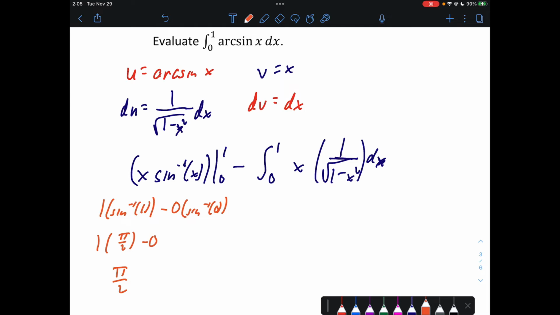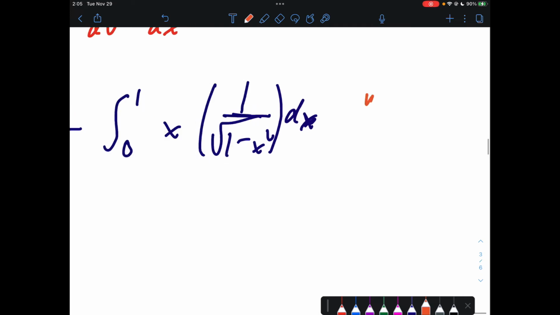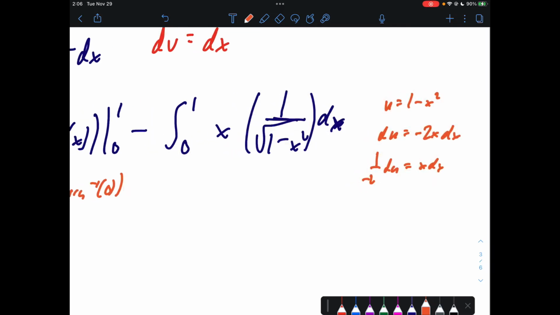Okay. Now the second part, we're going to have to use substitution on. So I'm going to let u equal 1 minus x squared. So du equals negative 2x dx. 1 over negative 2 du equals x dx. So minus, plus 1/2 integral, we got to change the bounds. We'll do that in a second. 1 over root u du. Put 0 in, we get 1 back. Put 1 in, we get 0 back. So those are our new bounds.